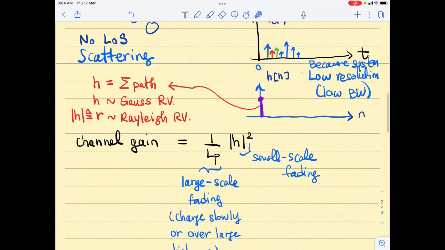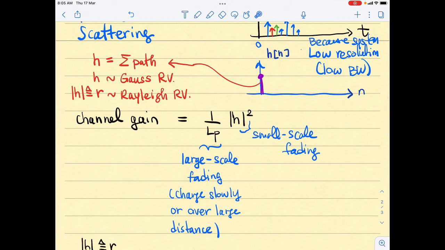So with these assumptions in mind, we can model our channel by just one single variable. The channel gain is only one number, but actually we can look at it in two different components. The first component is the large scale fading, LP.